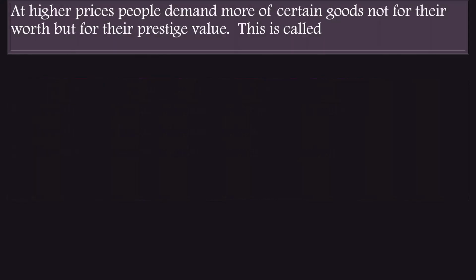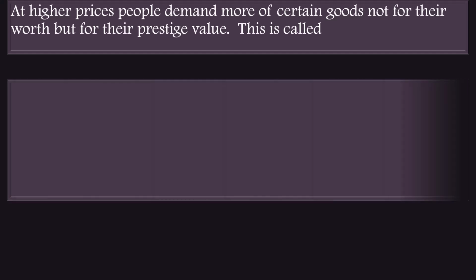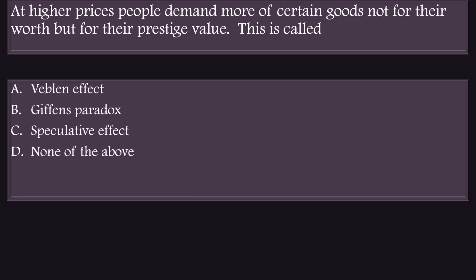Third question. At higher prices, people demand more of certain goods, not for their worth, but for their prestige value. This is called options. A. Veblen effect. B. Giffen's paradox. C. Speculative effect. D. None of the above. People prefer to buy highly priced goods to show off their social status. Option A, Veblen effect, is the correct answer.